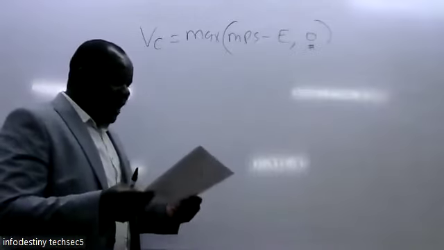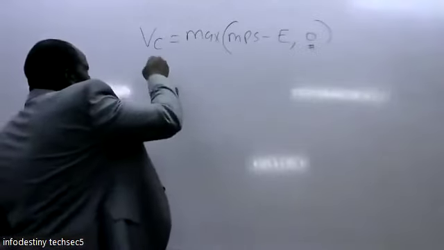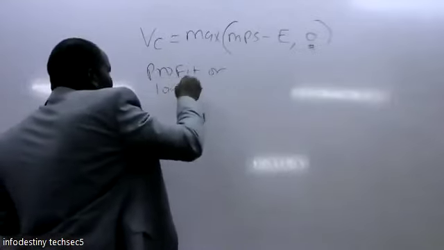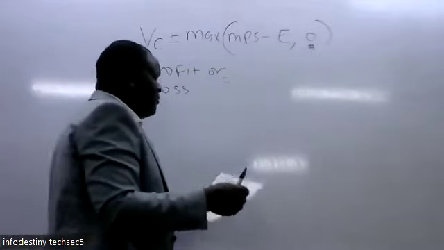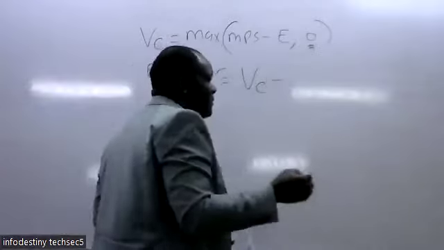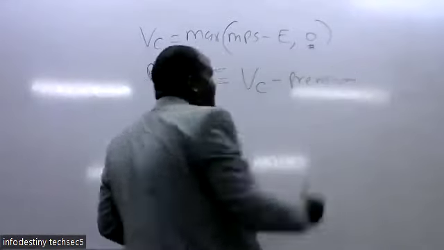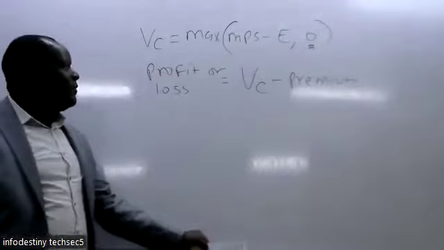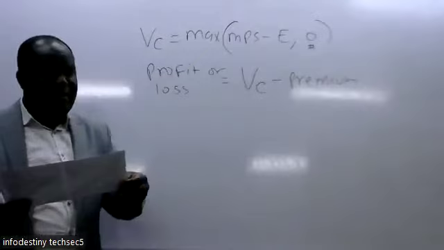Then also, how to get the profit or loss. Profit or loss should be equal to the value of the call option, then you subtract the premium. So that's now how we'll be calculating the profit or loss. That's the summary of the formulas we shall be using under the call option.